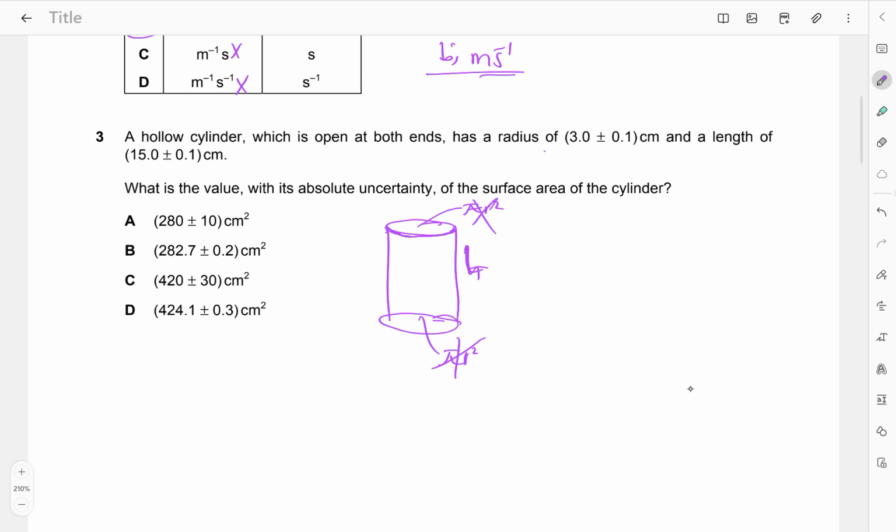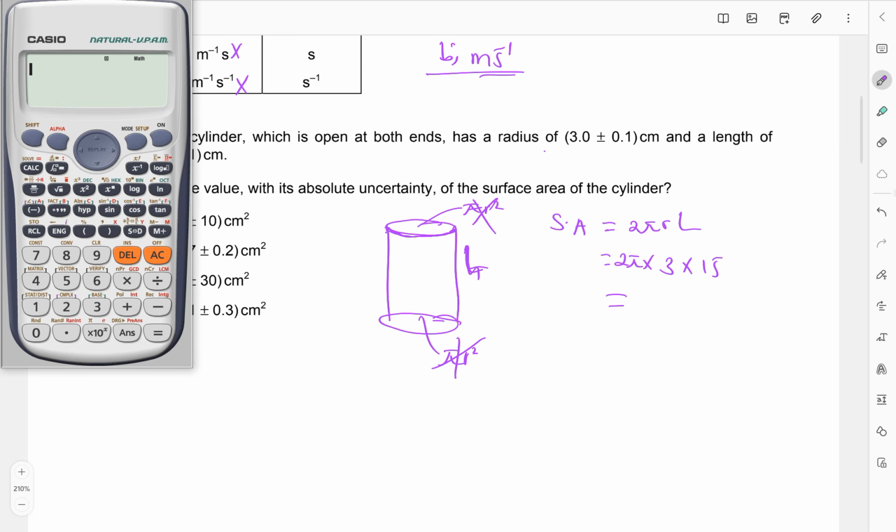So if we want the surface area, because the ends are open, we shall not include the areas of the cross-section, but the surface area will simply be the circumference times the length L. So the surface area will be 2 pi r times L. And this will be equal to 2 pi times r, which is 3 centimeters, then times L, which is given as 15. We check this with our calculator.